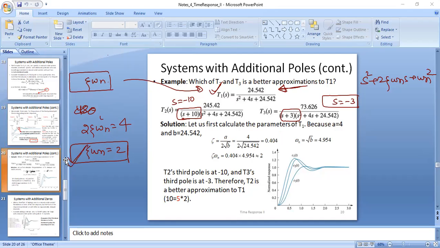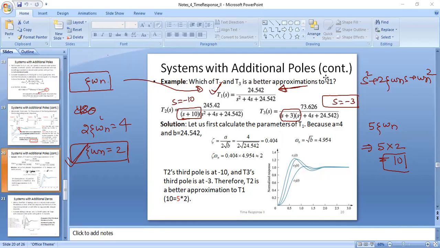And here you got zeta omega n is 2. Now what will you do? You will multiply 5 with zeta omega n. So you get 5 into 2, which is nothing but 10. Is it fine?